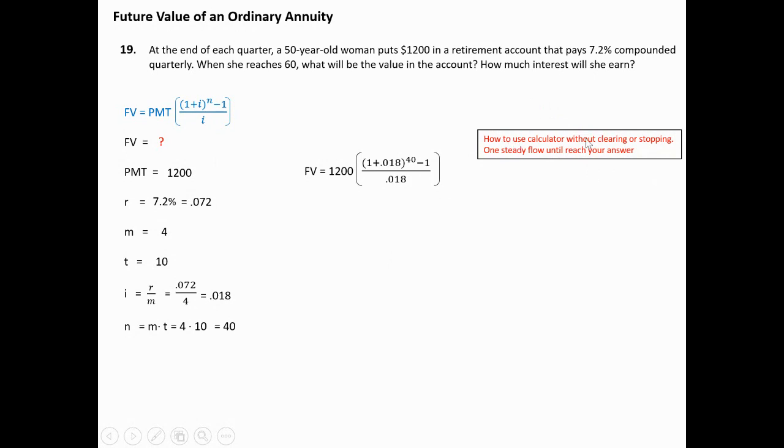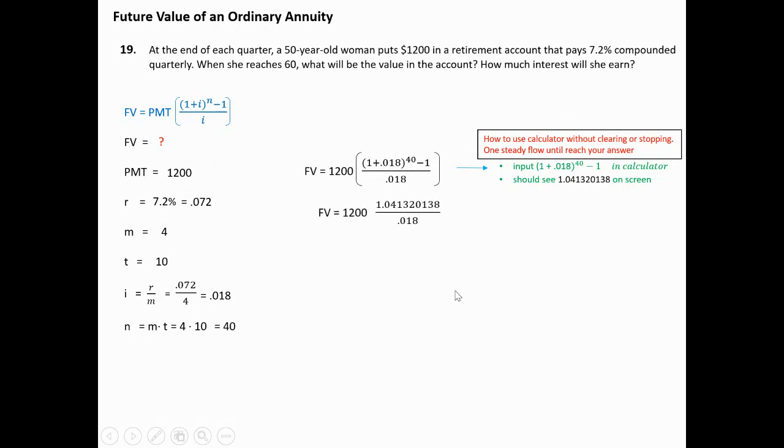Now here I'm going to show you how to use a calculator without clearing or stopping one steady flow until you reach the answer. So here's what I'm going to do. I'm going to enter what's in the numerator just the way it is in the calculator. You see, I'm going to input parentheses 1 plus 0.018 to the 40th power minus 1. You should see something like 1.041320138 on the screen. Then what's next is division, right?